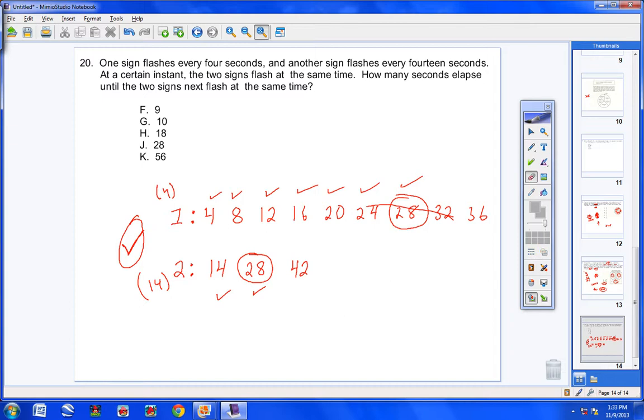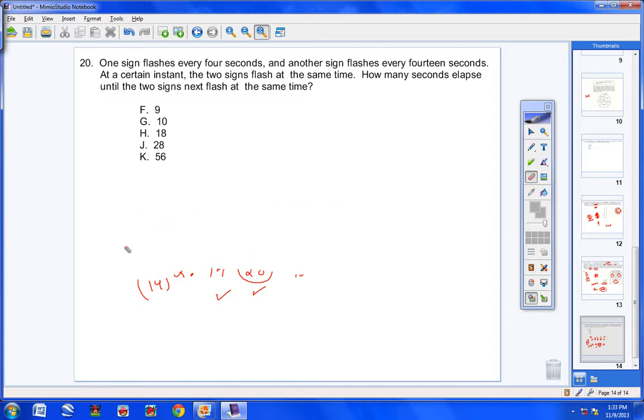Watch this. Another way, and that was probably a really easy way to understand, but another way to do this is simply think of it this way. One light is flashing every 4 seconds. Another light is flashing every 14. Let's find the least common multiple. So remember how to do that? The factors of 4 would be 2 and 2. The factors of 14 would be 2 and 7. And now remember how to find the least common multiple?